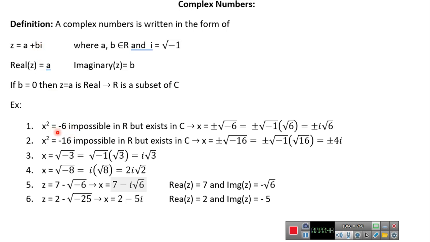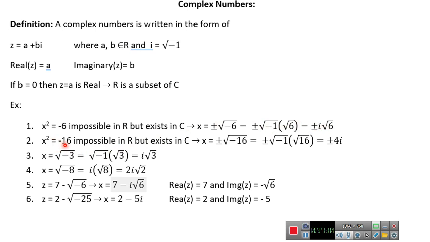For example, x squared equal to minus 6 was impossible in R, but it exists in complex numbers. So we know that x equals plus or minus radical minus 6. It can be split as radical minus 1 times radical 6. And since we are talking here in complex numbers, radical minus 1 is i, so we write it as plus or minus i radical 6.